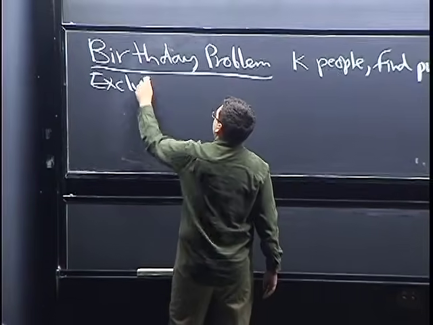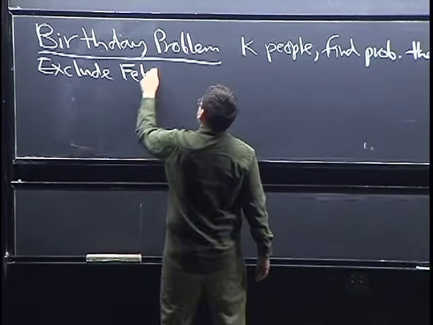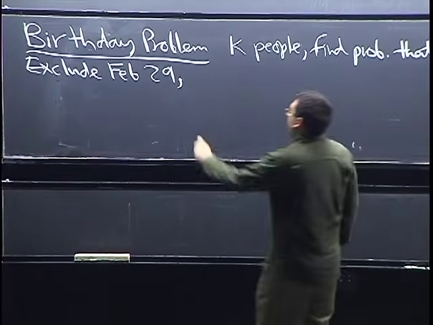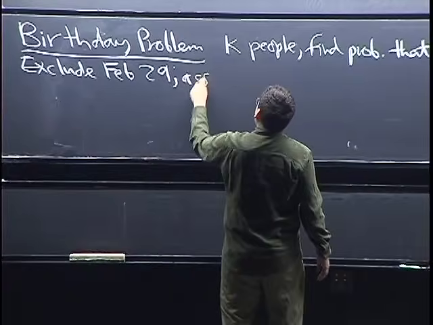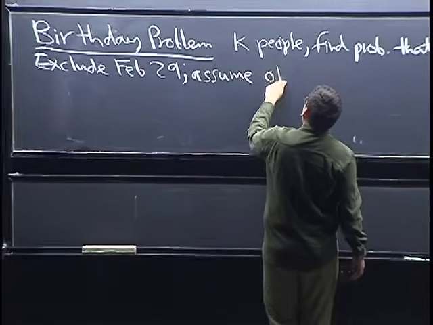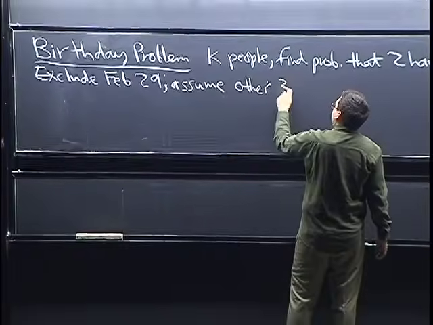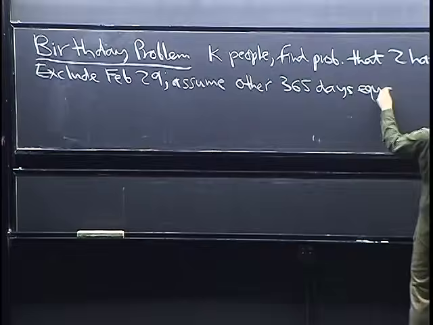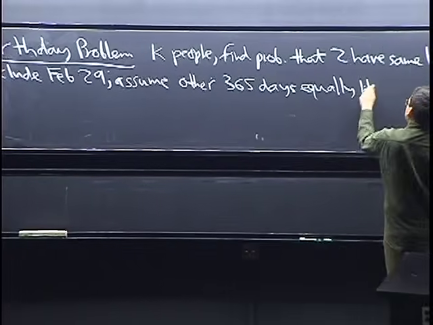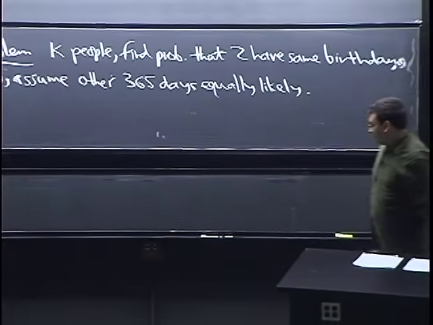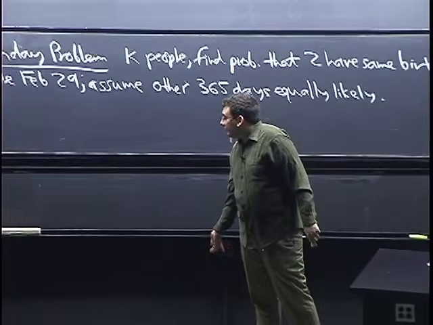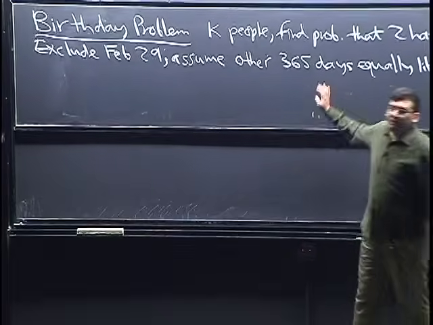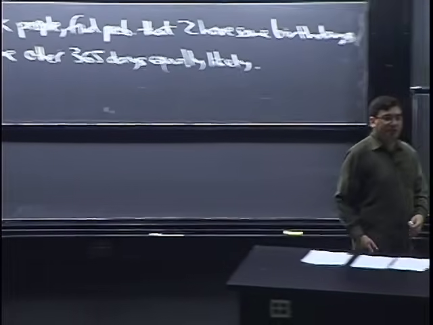Okay, well, anyway, but I got permission to exclude February 29th, so we're going to assume there's 365 days in a year, just for simplicity. And we're going to assume that the other 365 days are equally likely. So, that seems like a plausible assumption. It sounds plausible to assume the other 365 days are equally likely.